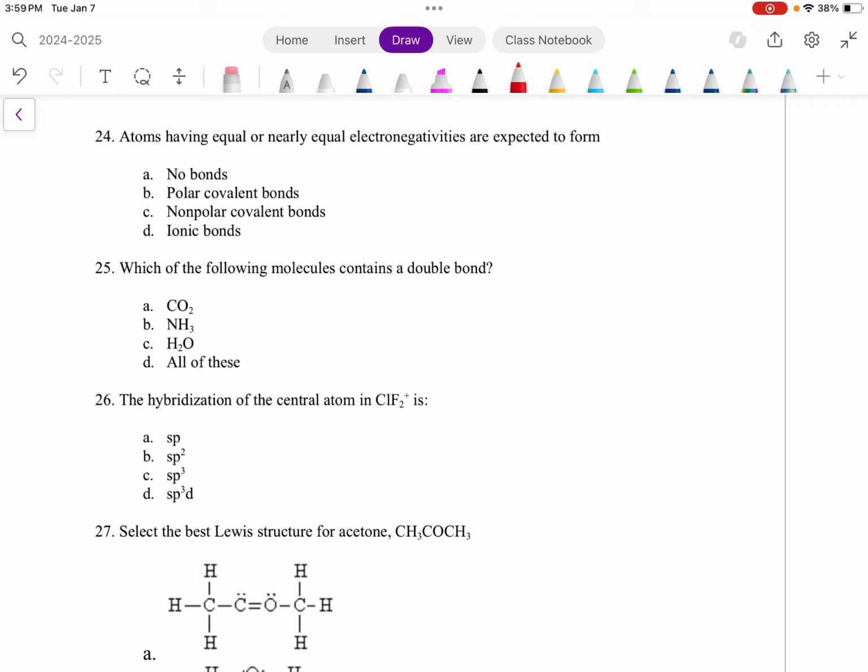Atoms that have equal or nearly equal electronegativities are expected to form non-polar bonds. Remember, polarity comes from an unequal connection of electronegativity.